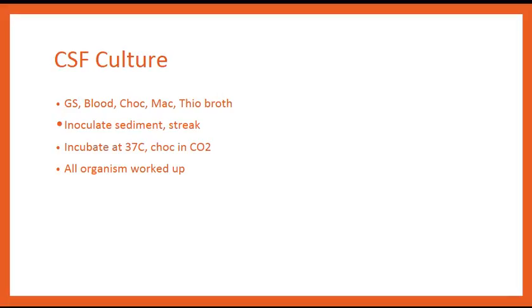All the organisms are worked up. That means that you identify them, because this is a sterile body fluid. Anything that grows you need to identify, because that could be the pathogen.